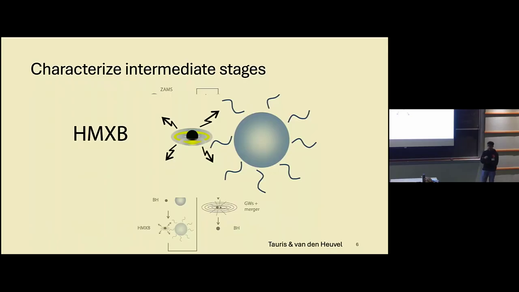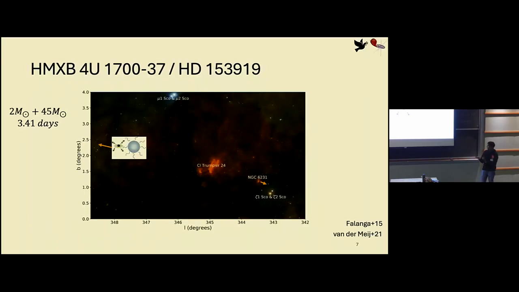And given the high asymmetry that we see in 190814, a natural place to look is highly asymmetric X-ray binaries. Turns out we have at least one such system in our own galaxy, which is this high mass X-ray binary, where you have a 2 solar mass compact object that's accreting from the wind of a 45 solar mass O-type star in a tight 3.4-day orbit.